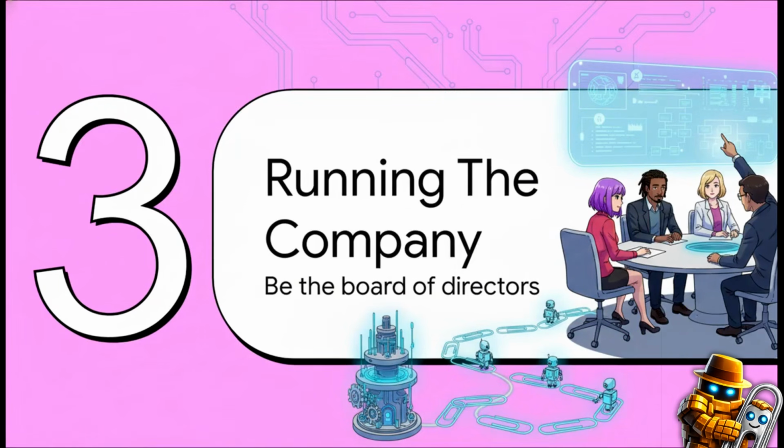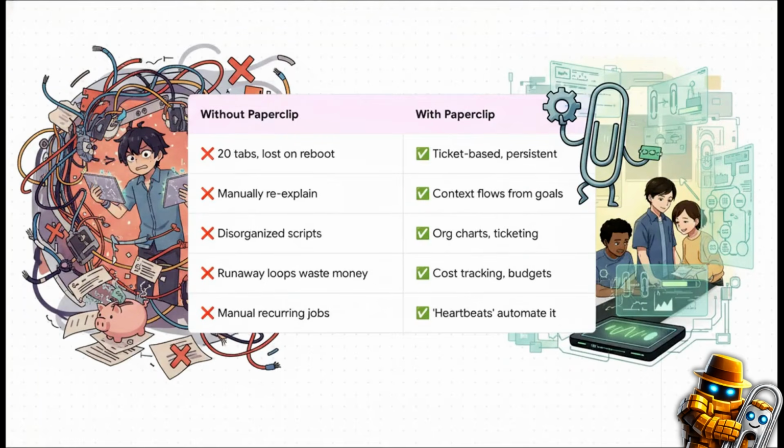Okay, so you've built your AI company, now what? You've got to run it, right? So in this next part, let's look at how Paperclip gives you the exact tools you need to be that board of directors, overseeing the entire operation from the top. This slide, I think, really drives the whole point home. It's a straight-up before and after. On the left, you've got the chaos we talked about.